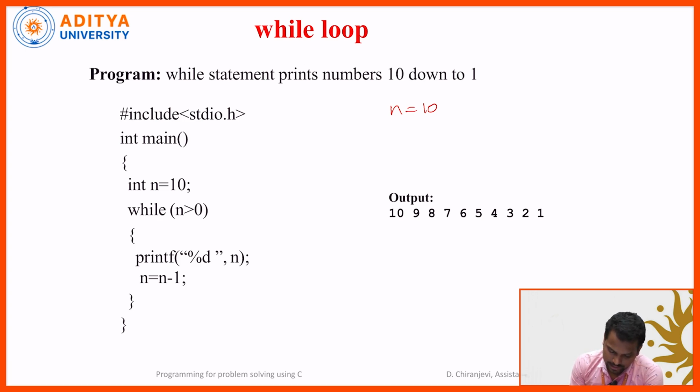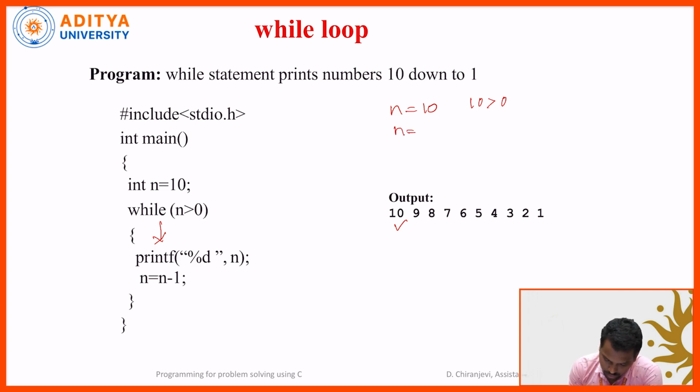So I have written a condition. You can write n greater than or equal to 1 or n greater than 0. So I have written n greater than 0. So here I am writing 10 greater than 0. So that is true. If it is true, control will be transferred to the body. So in the body you are printing the n value. So n value is currently 10. So n is printed in the output, that is 10, and then you are decrementing n by 1. So n value 10, 10 minus 1, that is 9.